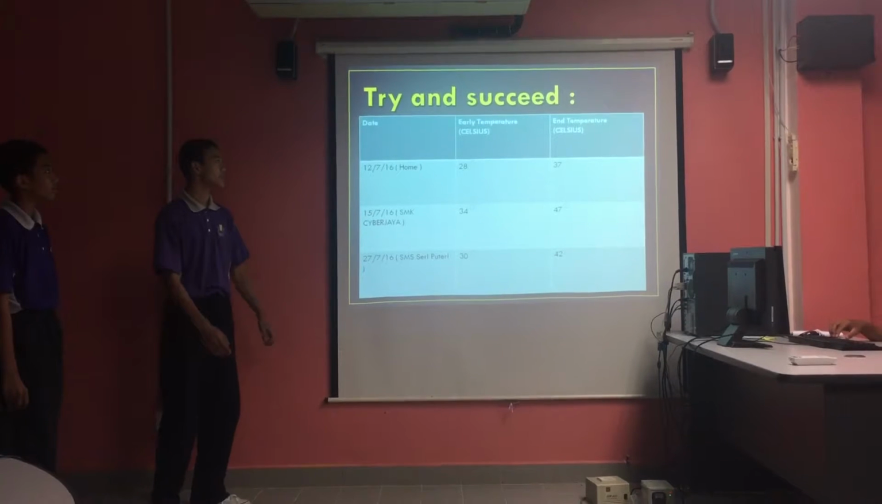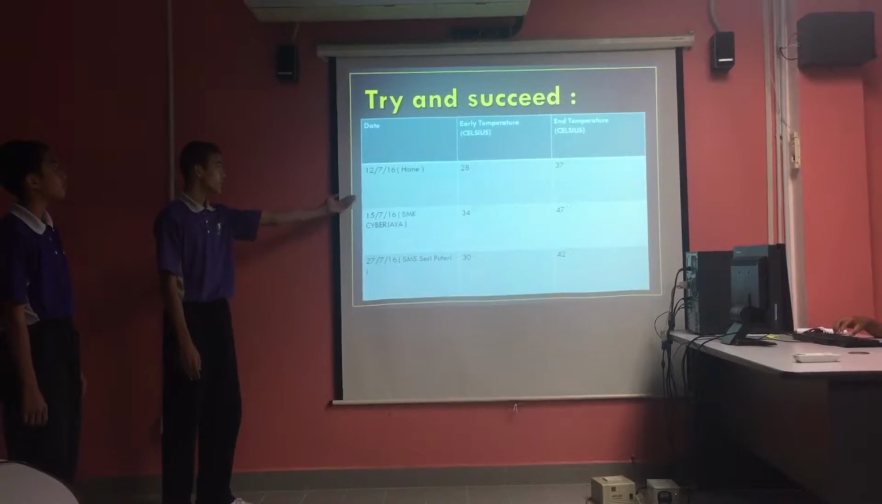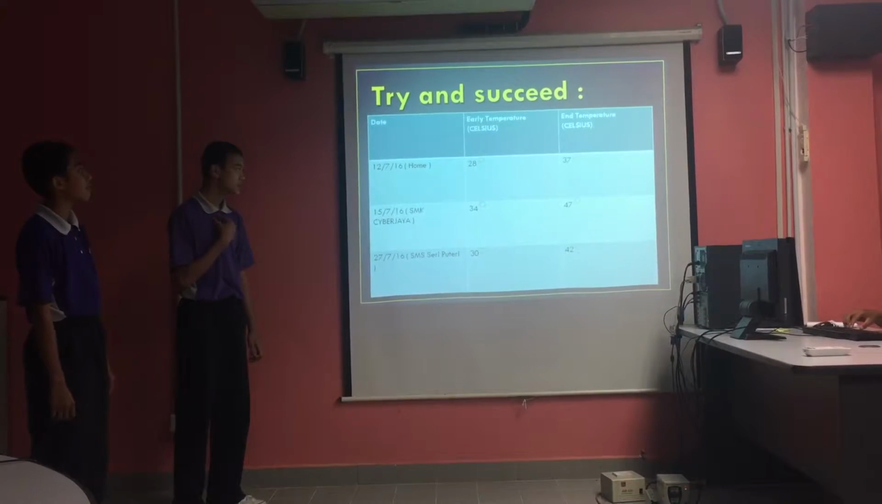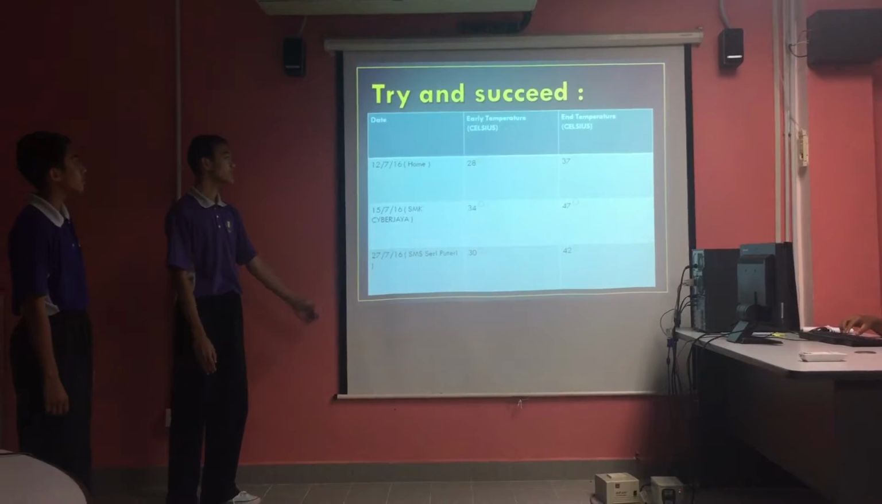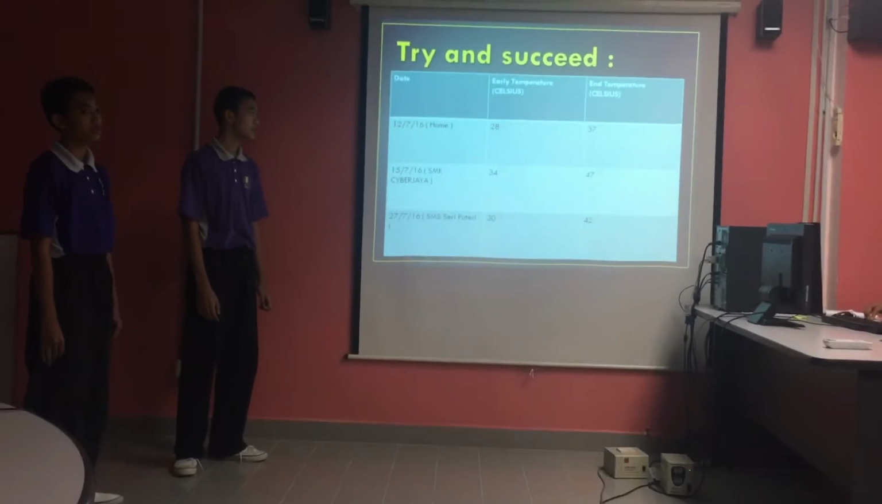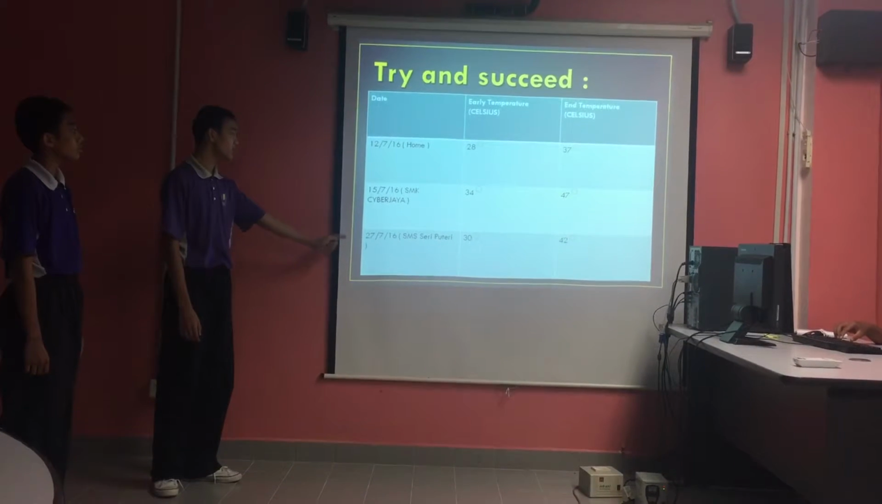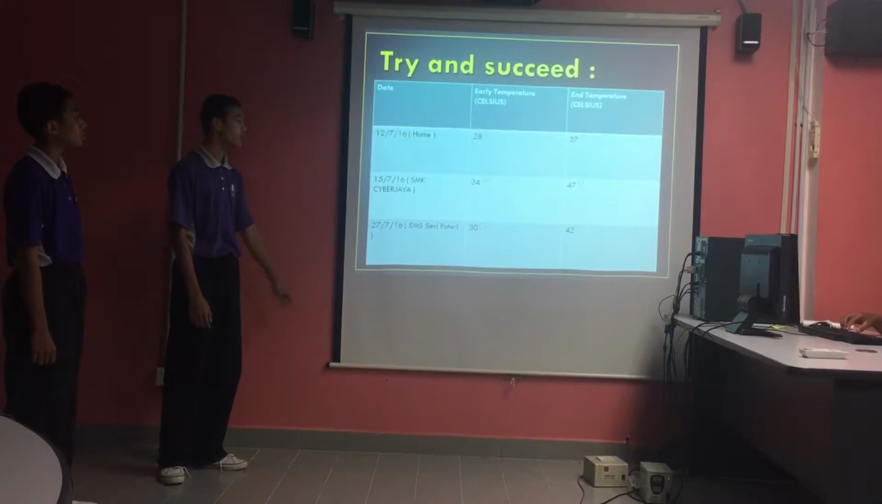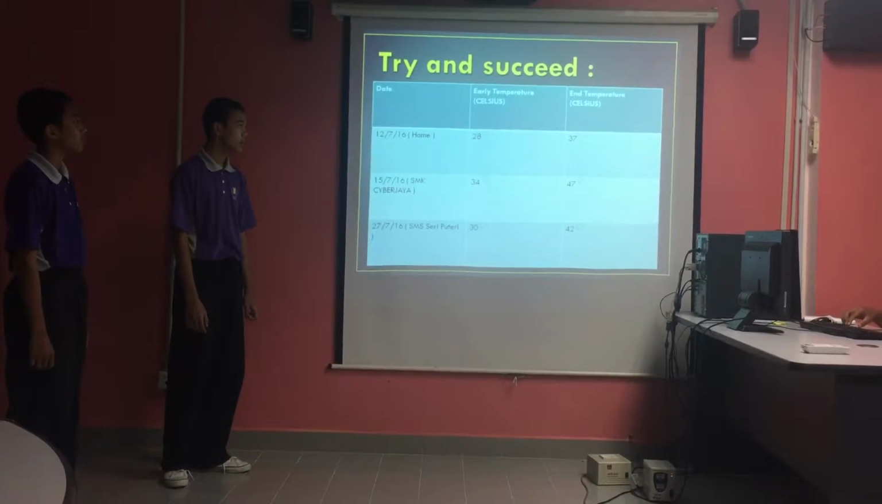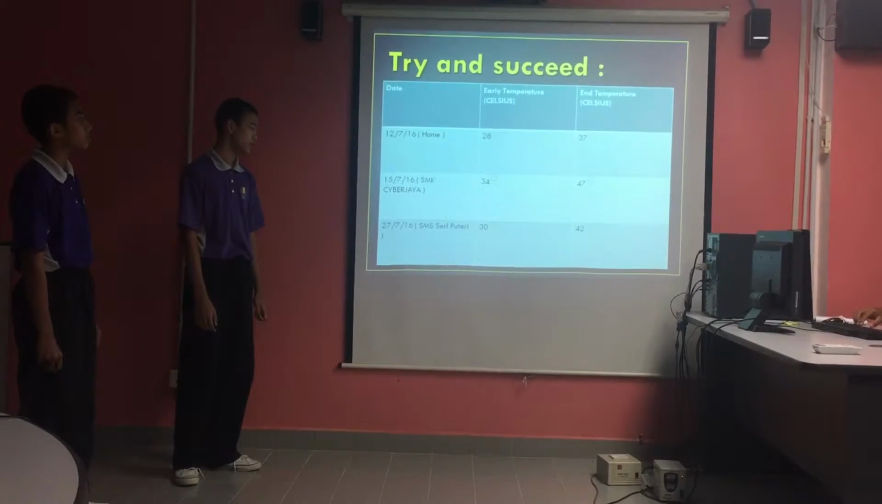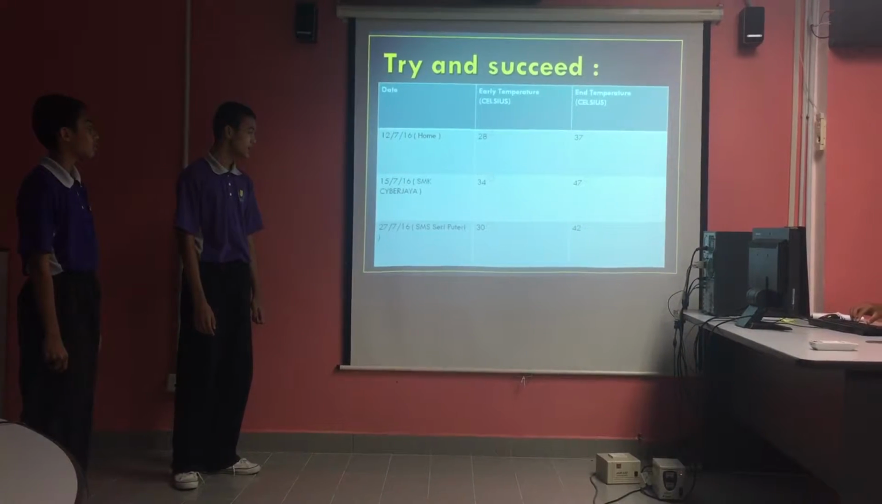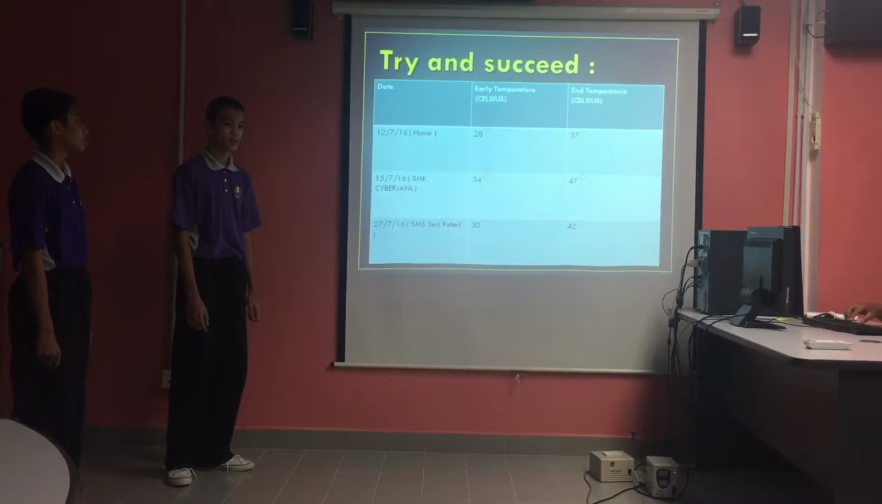This is our try and succeed. This day, we were doing it at my house. The early temperature was 28 Celsius and it ended up at 37 Celsius. This is when we did it at school. It was a really hot day. It started at 34 and the end temperature was 47. Today, it started at 30 and ended at 42.